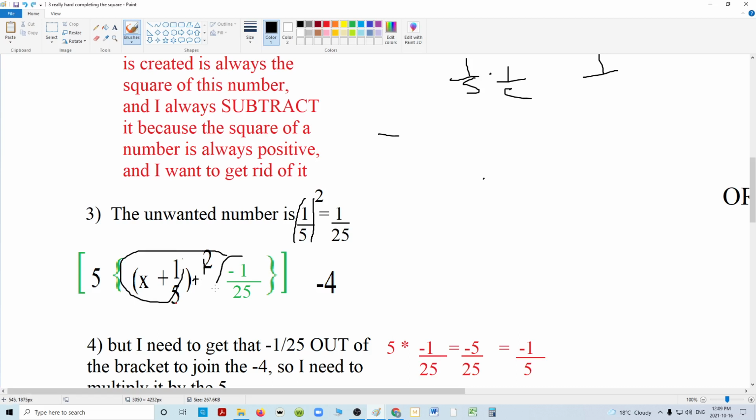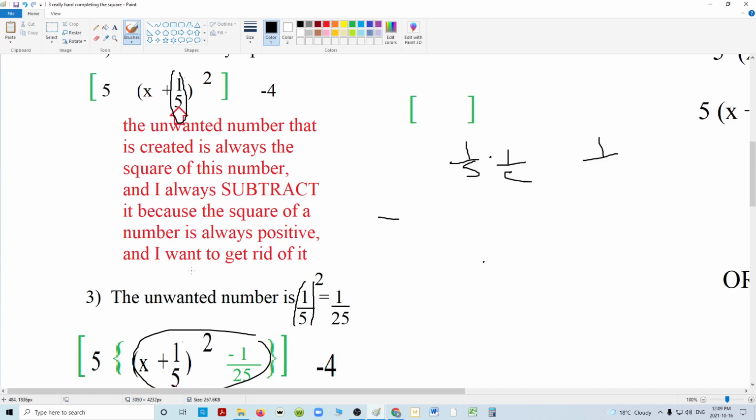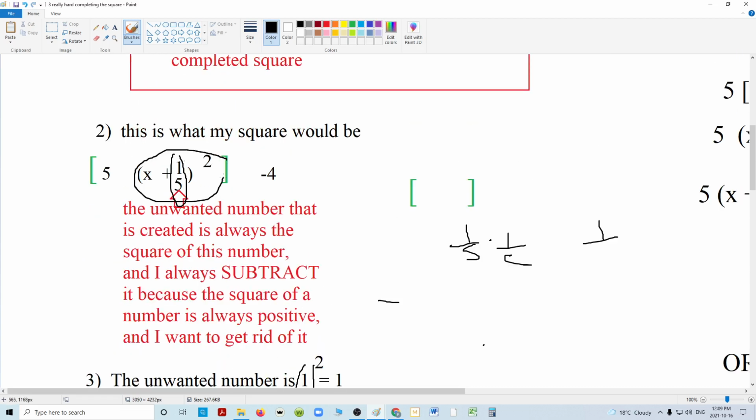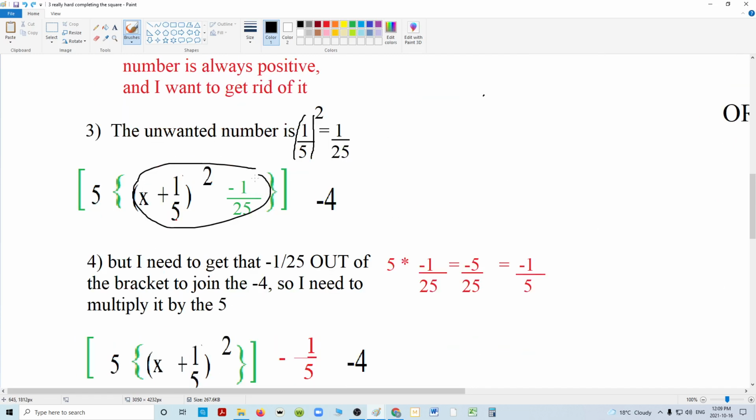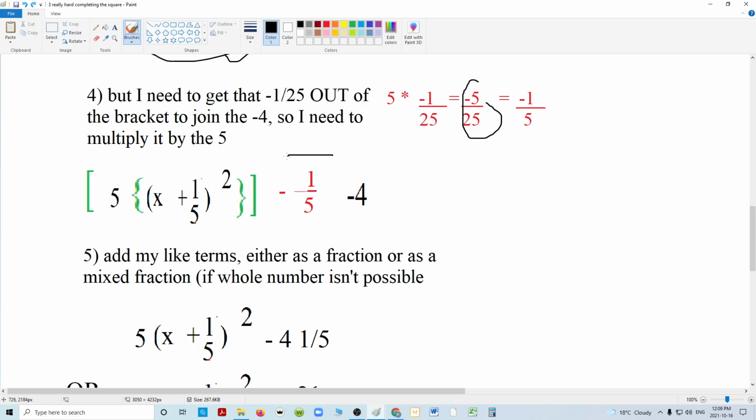So that means I have to subtract it so that this portion here expands and creates this portion here. That's why we do it. Okay, but now I need to get that minus 1/25 out of the bracket, so I have to multiply it by 5. 5 times minus 1 over 25 is minus 5 over 25, which simplifies to 1/5. So to get it out of the bracket, it becomes this.